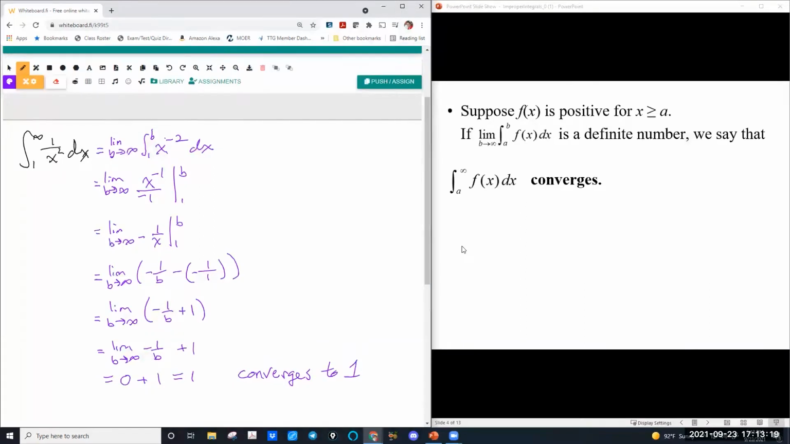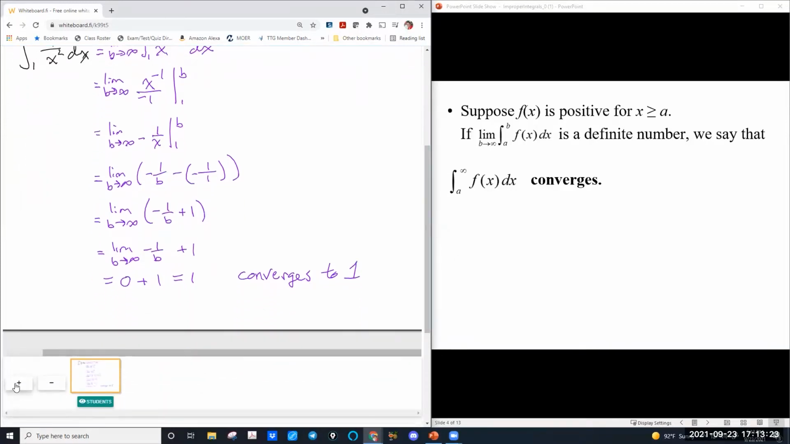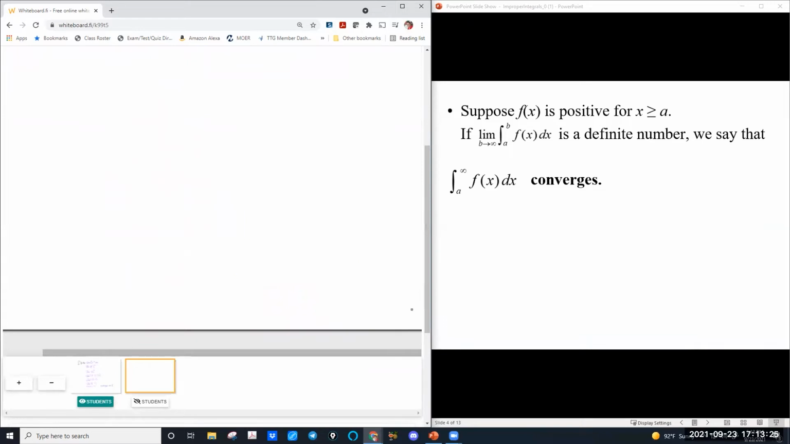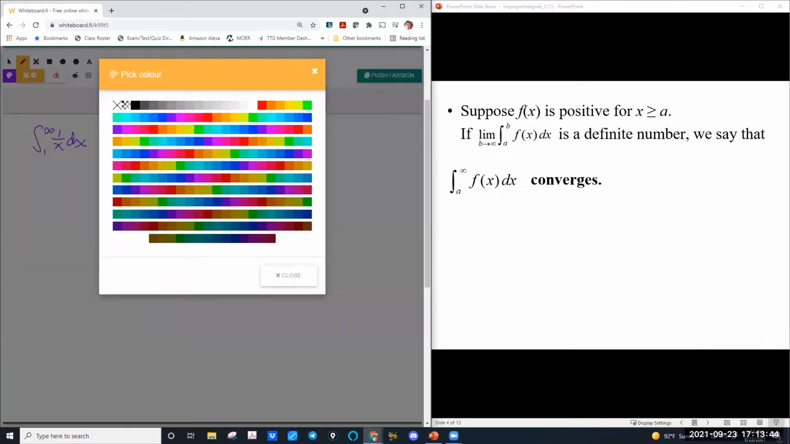Sorry about that. Okay, let's look at a case where it diverges, just for contrast. All right, so very basic one. We'll go 1 to infinity of 1 over x dx. This is very similar to the one we just did, and we're going to follow basically the same steps.